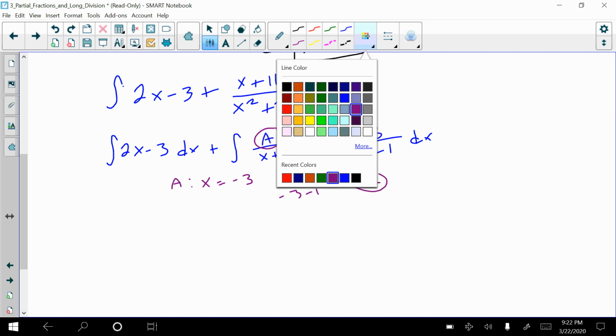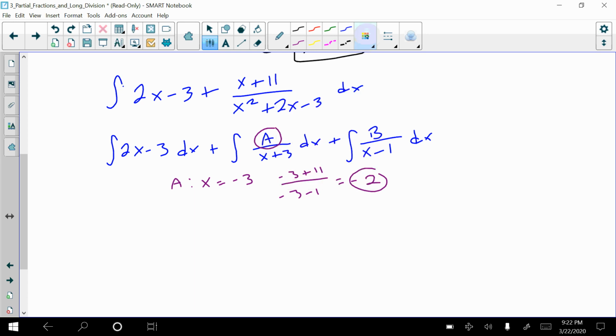And now let's do B. For B, we'll set its denominator equal to 0, which would be x equal to positive 1 in this case. So in the numerator, I'm going to substitute 1 plus 11 for x. And in the denominator, we look at the denominator underneath A now, so that'll be 1 plus 3. So 12 over 4 simplifies to positive 3, so that's what goes here for B.